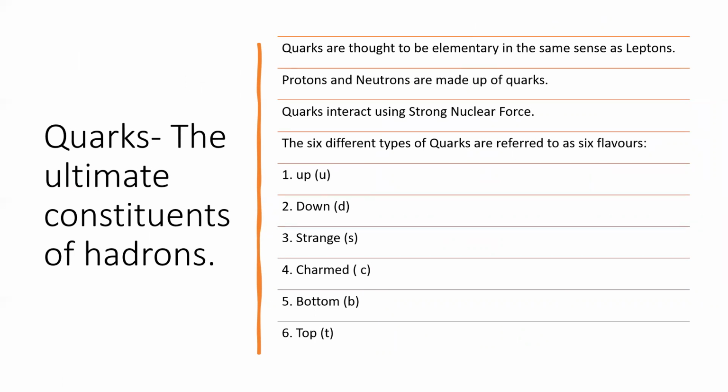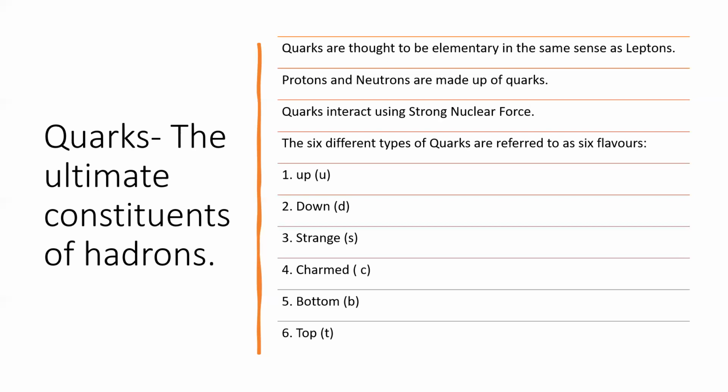Quarks are thought to be elementary in the same sense as leptons. Protons and neutrons are made up of quarks. Quarks interact only using the strong nuclear force. The strong nuclear force uses gluons. So remember that the boson used for interaction between quarks is the gluon, and quarks only use the strong nuclear force. Quarks do not use the weak nuclear force or electromagnetic force. They only use the strong nuclear force.